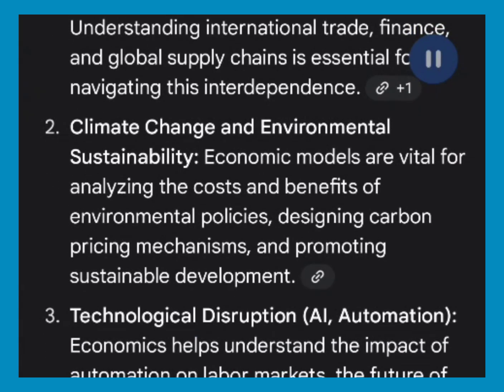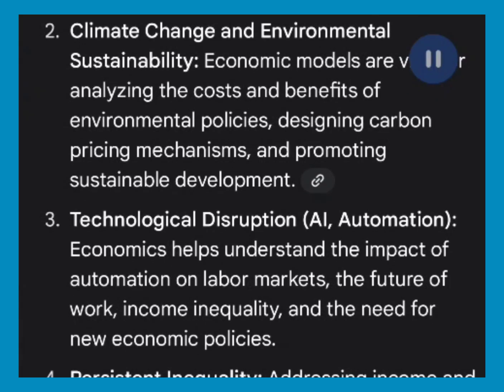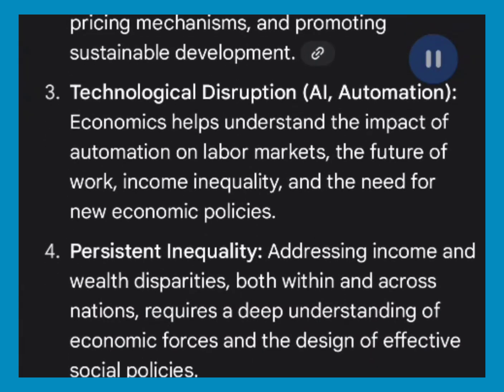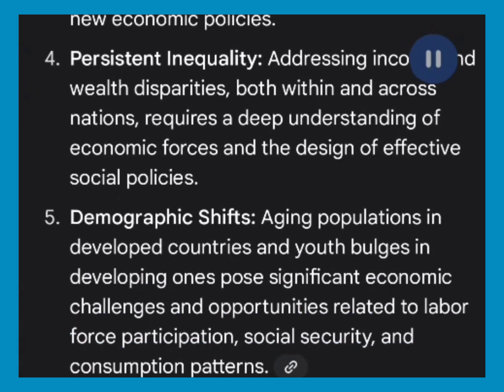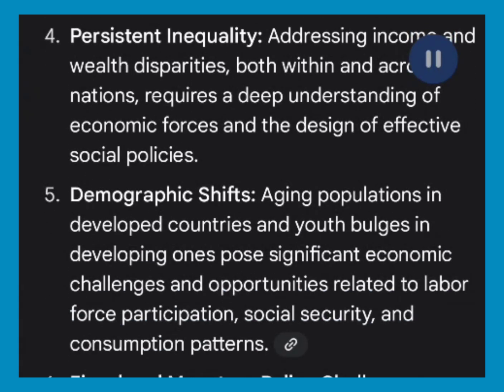2. Climate change and environmental sustainability. Economic models are vital for analyzing the costs and benefits of environmental policies, designing carbon pricing mechanisms, and promoting sustainable development. 3. Technological disruption: AI and automation. Economics helps understand the impact of automation on labor markets, the future of work, income inequality, and the need for new economic policies. 4. Persistent inequality. Addressing income and wealth disparities, both within and across nations, requires a deep understanding of economic forces and the design of effective social policies.